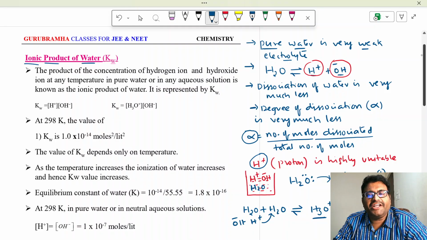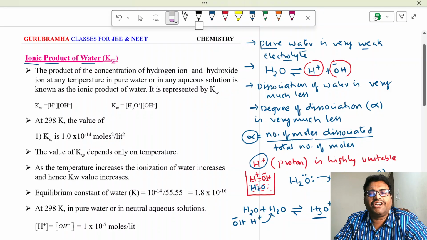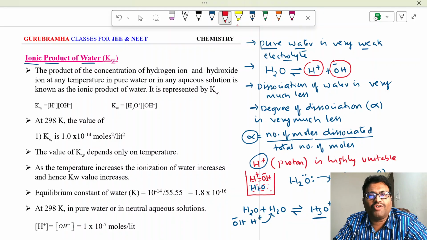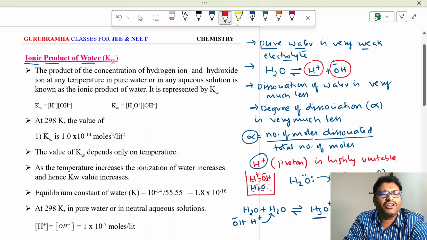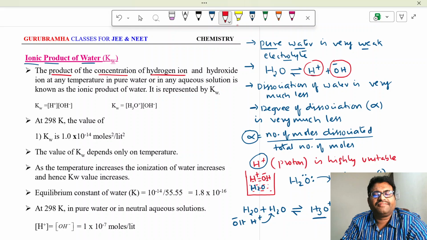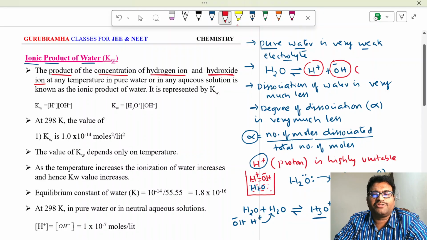So it is dissociating into ions. What ions? H plus ions and OH minus ions. The product of these ions produced from water is called the ionic product. In detail, it is the product of the concentration of hydrogen ion and hydroxide ion. Hydroxide is what? OH minus.